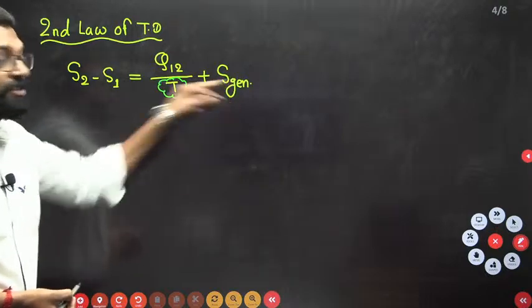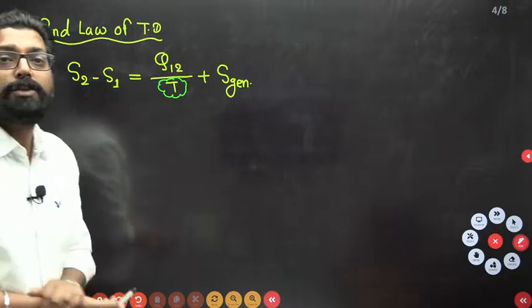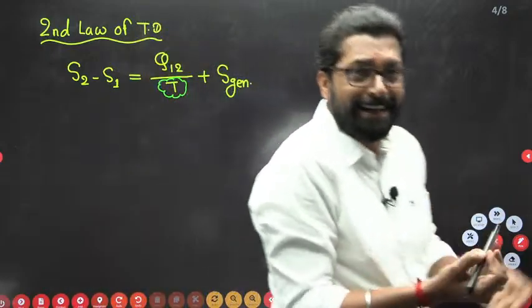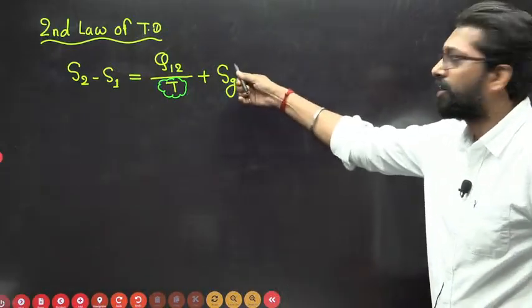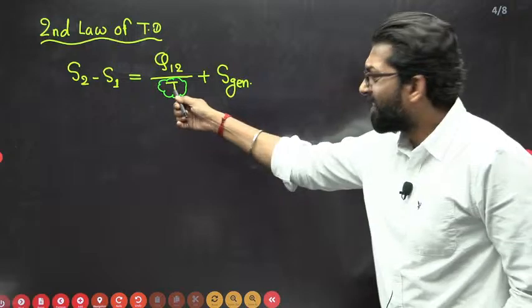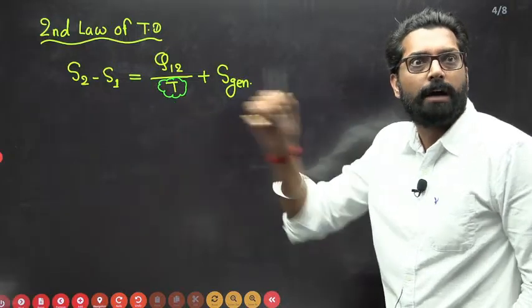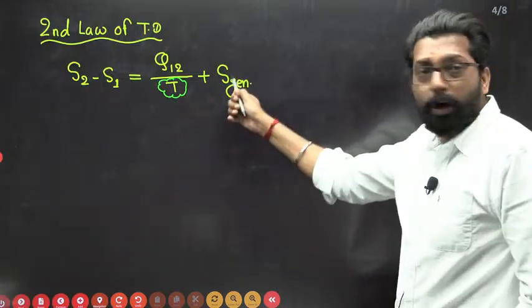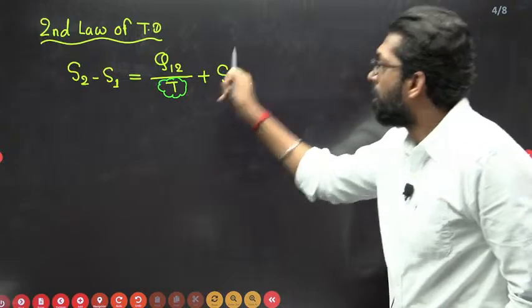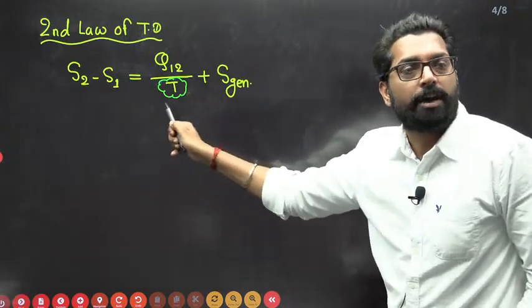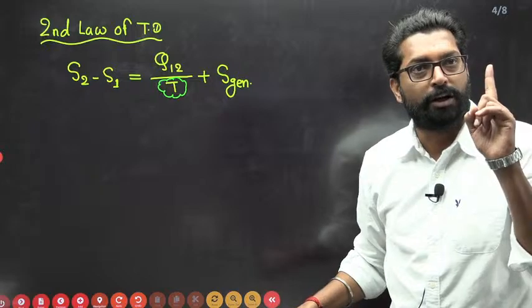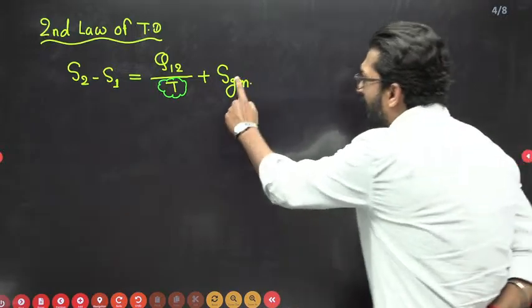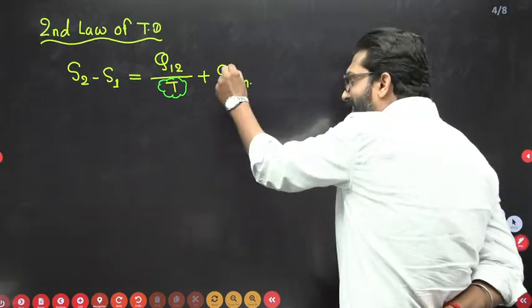The deciding factor is the generation. That means what type of generation you have to find. If you find the internal generation, that means generation due to internal causes, put the system boundary temperature. If you find the total entropy generation, put the surrounding temperature. This is very important, I am telling you.